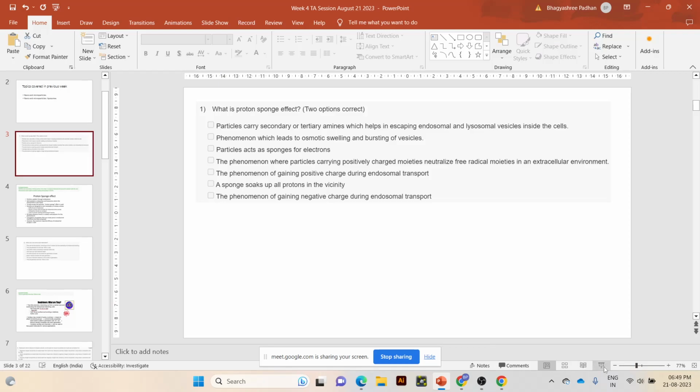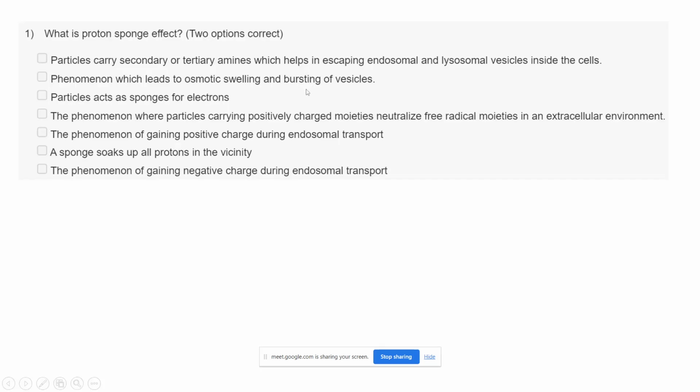So the first question was, what is proton sponge effect? You have to select two options that are correct. Particles carry secondary or tertiary amines which help in escaping endosomal and lysosomal vesicles inside the cells. Particles which lead to osmotic swelling and bursting of vesicles. Particles act as sponges for electrons, the phenomenon where particles carrying positively charged moieties neutralize free radical moieties in an extracellular environment. The phenomenon of gaining positive charge during endosomal transport. A sponge soaks up all protons in the vicinity. And the phenomenon of gaining negative charge during endosomal transport.